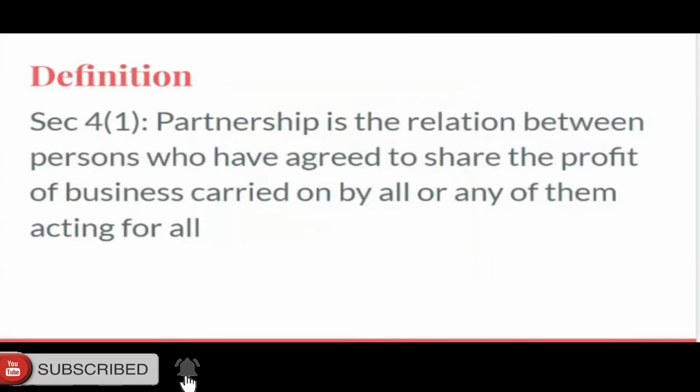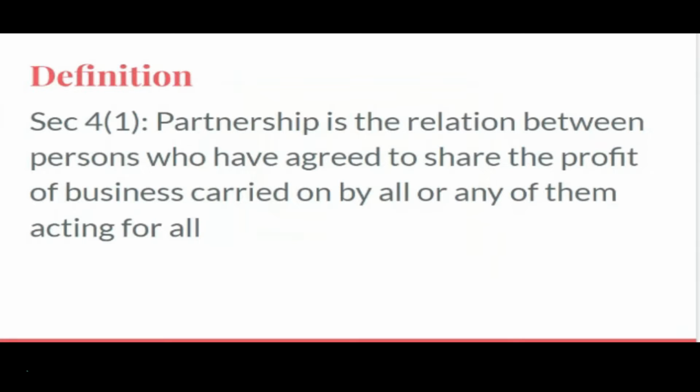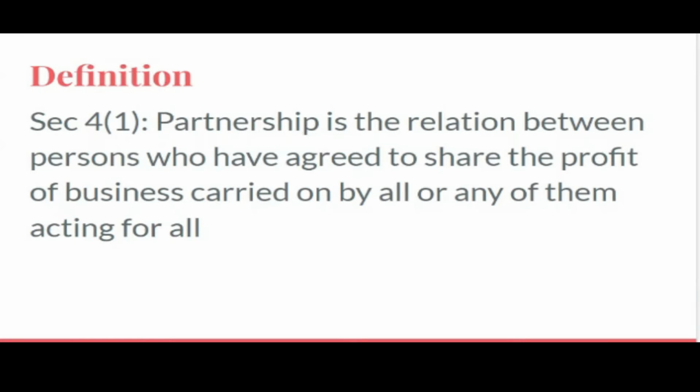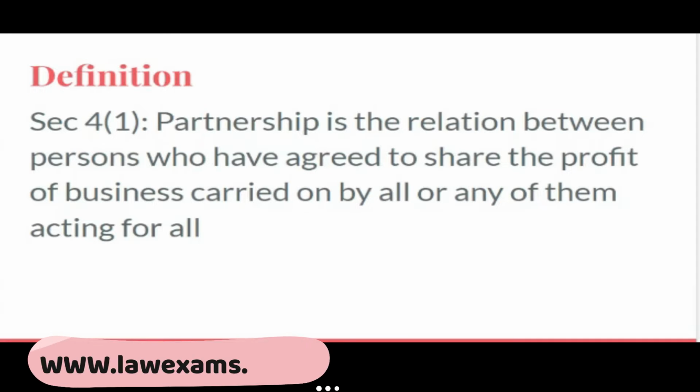In the Partnership Act 1932, Section 4, Clause 1 deals with the definition of partnership. We are all very much familiar with the definition. According to Section 4, Clause 1, a partnership is a relation between persons who have agreed to share the profit of business carried on by all or any of them acting for all. It is the basic definition of the partnership firm.